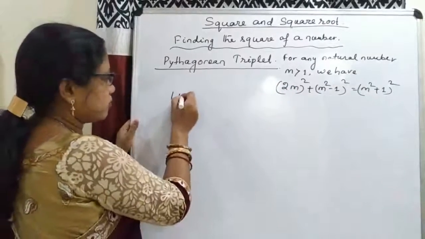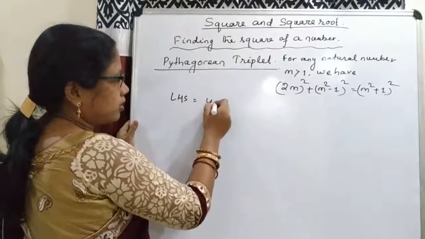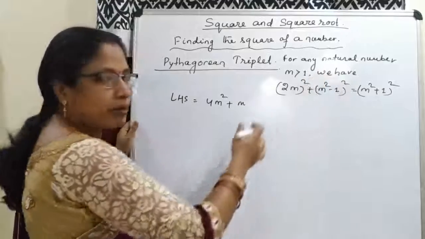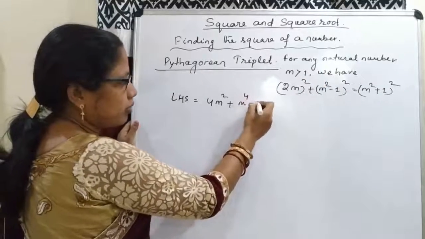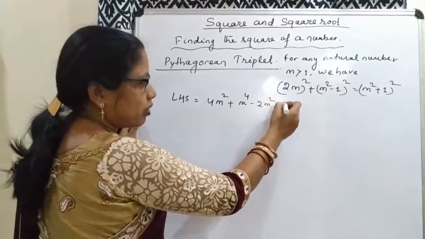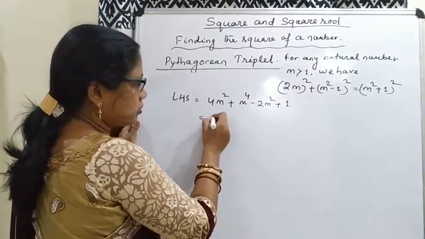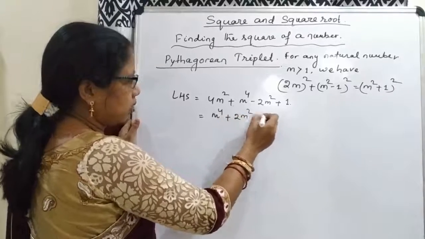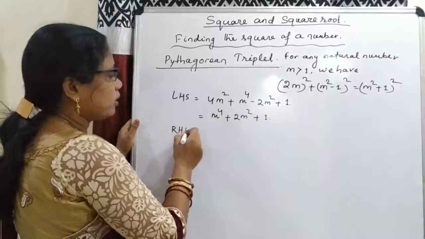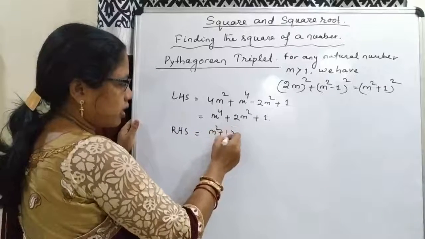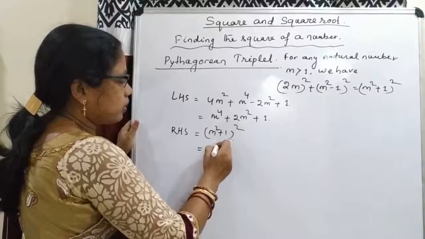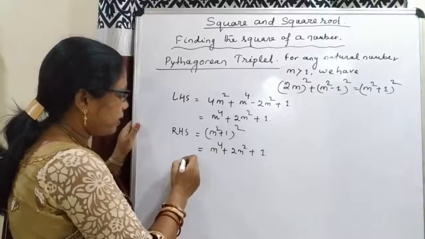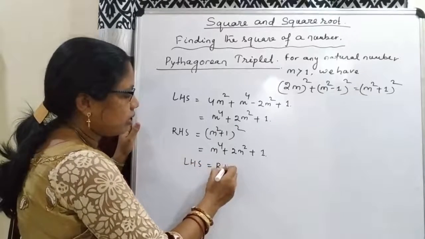So LHS: (2m) whole square is 4m square, plus (m square minus 1) whole square, we have to apply (a minus b) whole square, so m to the power 4 minus 2m square plus 1. So this is equal to m to the power 4 plus 2m square plus 1. RHS is equal to (m square plus 1) whole square. So this is equal to m to the power 4 plus 2m square plus 1. So we verified that LHS is equal to RHS.